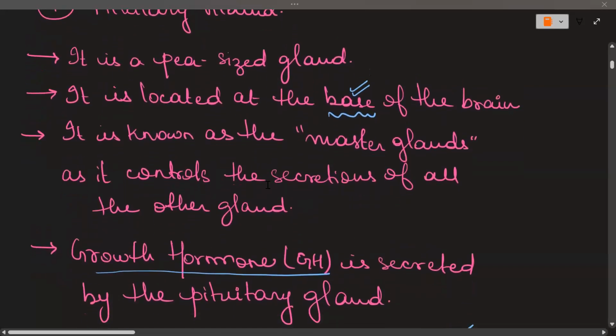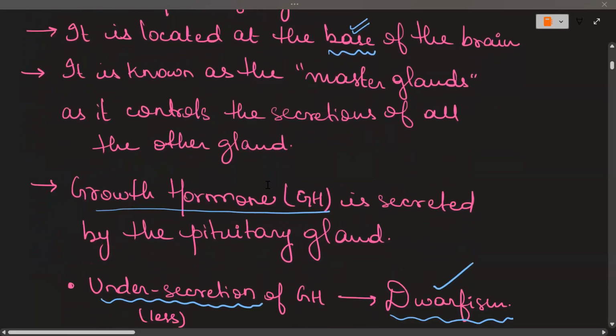Now, talking about the hormone that is very important for us to remember here, the growth hormone, which is secreted by the pituitary gland. As the name suggests, this hormone is responsible for the growth in the human body. Now, when any hormone, not just from the pituitary, from any gland, is secreted much more than needed, or much less than required, both of these can be harmful to the human. Right? Yes, ma'am.